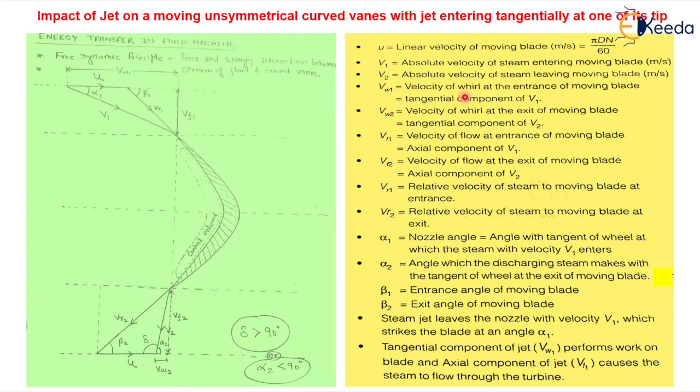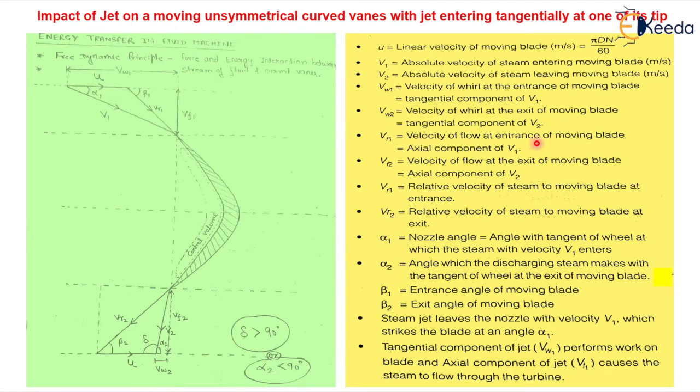VW1 is the velocity of whirl at the entrance of the moving blade. VW1 is the horizontal component of V1. Now what is V2? V2 is the absolute velocity at the exit of the moving blade, and the horizontal component of V2 is VW2. So this is the whirl component at the exit of the blade.